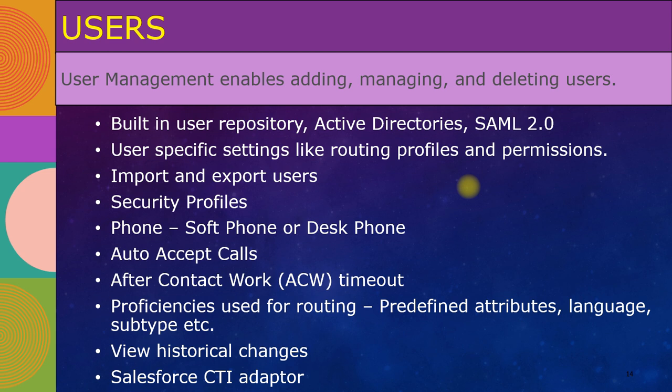The next item is proficiencies used for routing, like predefined attributes and language subtypes. We talked about this. I think we configured something like this. But it's very interesting and very powerful, and it's definitely something we want to look at.